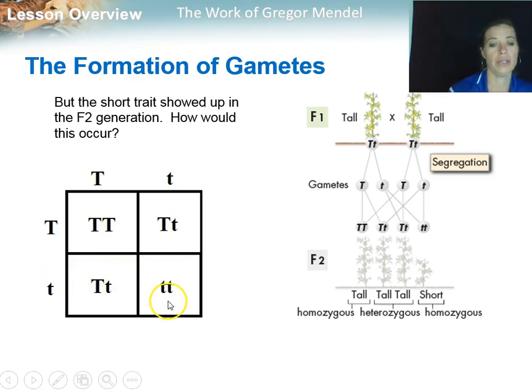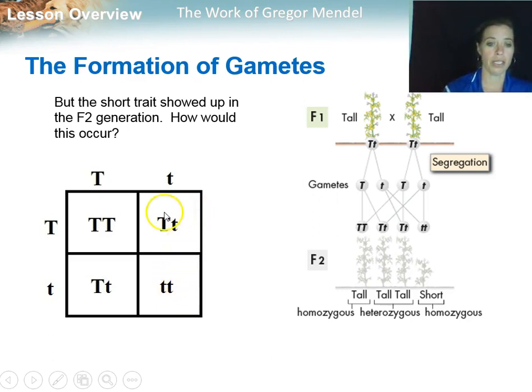Over here, you can see this one is homozygous recessive. It got a recessive trait from mom, a recessive trait from dad, and so it only carries the recessive trait. So homo means the same in the zygote, and it's recessive.